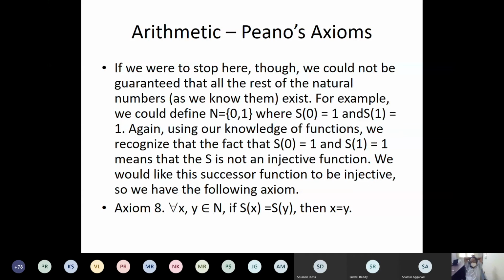So we have the following axiom. Axiom 8: for all x, y in N, if Sx equal to Sy, then x equal to y. That means if the successors are the same, then it must have been the same number. Or in other words, two different elements of the set N cannot have the same successor. If they have the same successor, that means they are the same element.